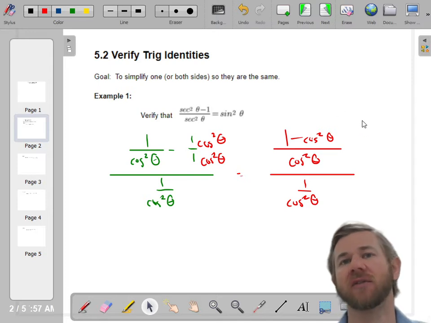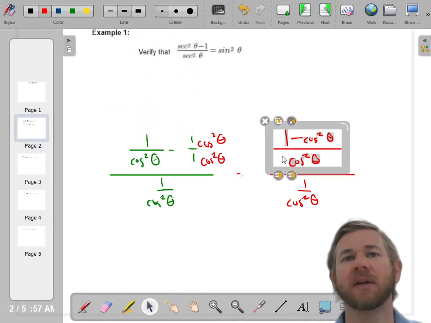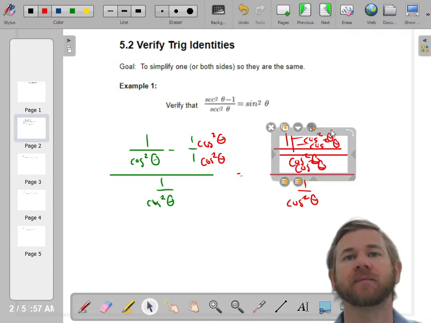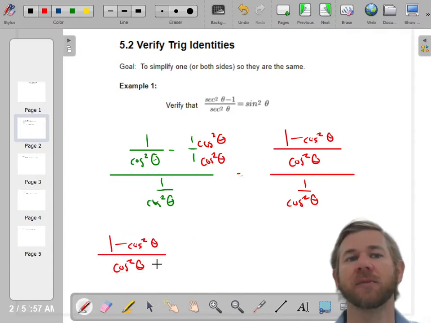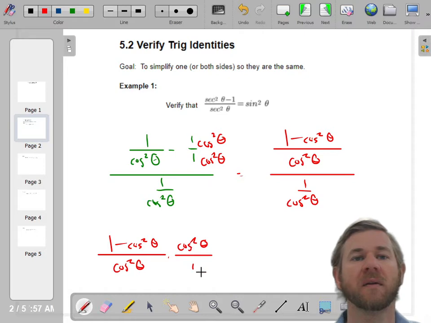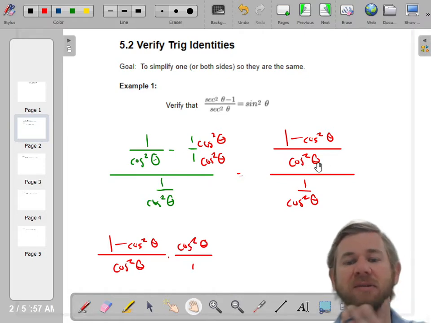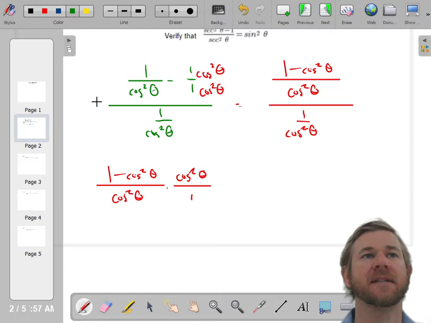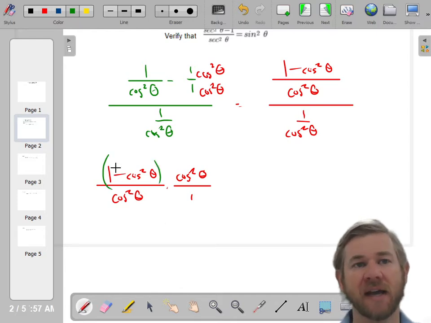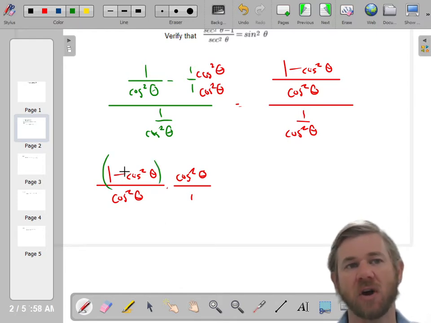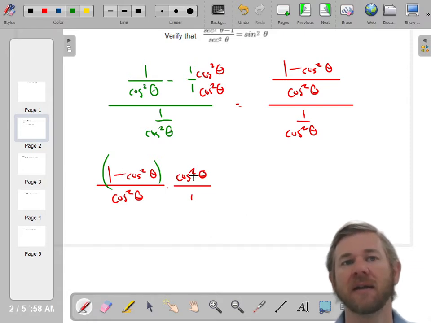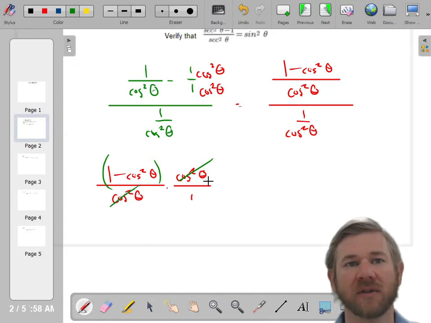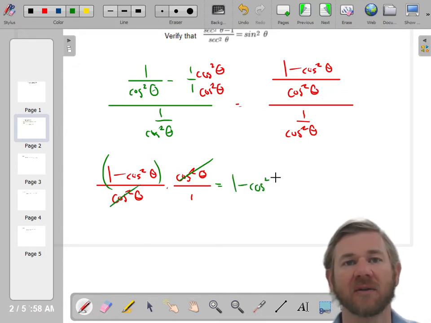Now that I've got a fraction over a fraction, I'm going to try and copy, change, flip. So I'm going to copy this guy, I will change this to multiplication, and then I will flip it. So now it's cosine squared theta over 1. Now first of all, remember, these guys are connected by subtraction, so it's all or nothing. If you can't cancel this entire factor, you can't cancel any of it. But this, you can cancel, cosine squared over cosine squared. So now we have 1 minus cosine squared theta.